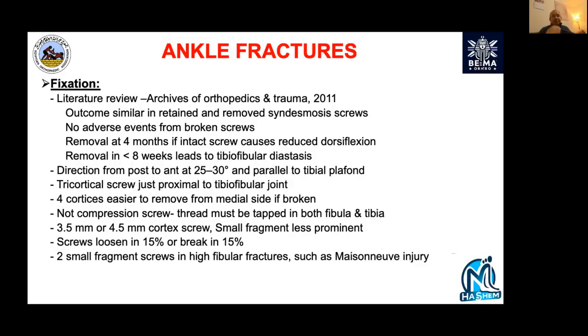So what does the literature say about the fixation? In 2011, regarding syndesmotic screws versus the tightrope, they found that keeping the syndesmotic screws or removing them ended with similar outcomes. There is no problem keeping the broken screws in. You can remove them at 4 months if they are still intact, but if you remove them at 8 weeks, this will end in a tibiofibular diastasis.